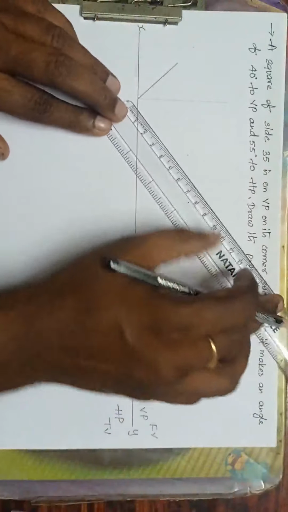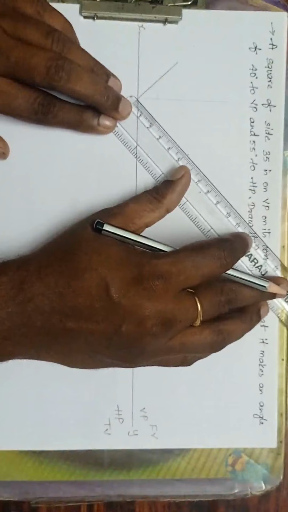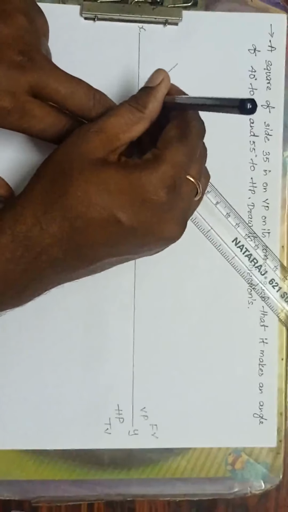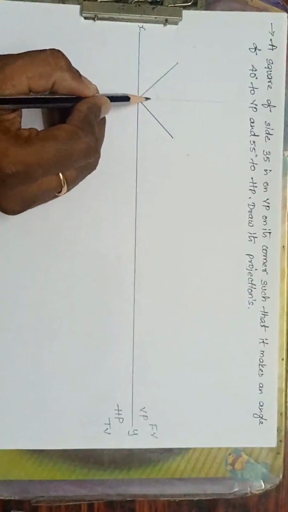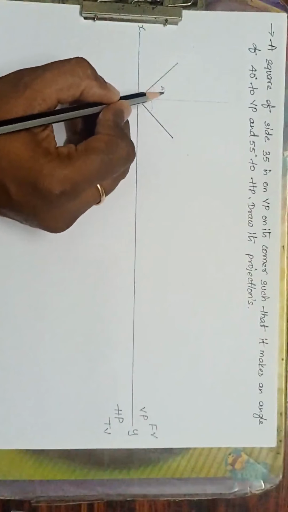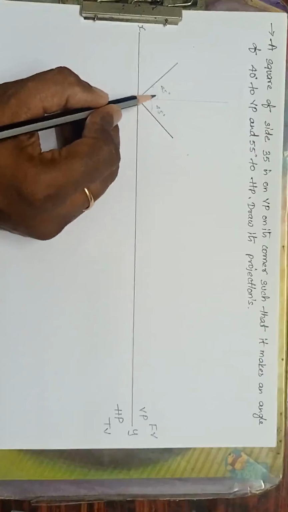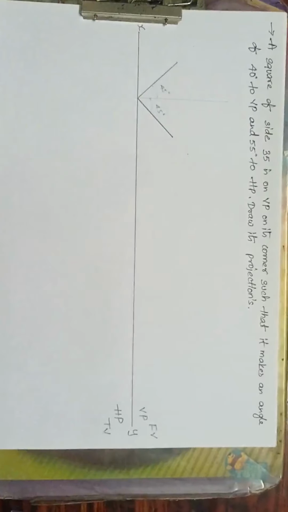Okay, now here also what I am doing is, see here, this is 35 mm with an angle of 45 degrees. So I will write here, this is 45 and this is also 45. So entirely it is 90 degrees. So I have drawn something like this.